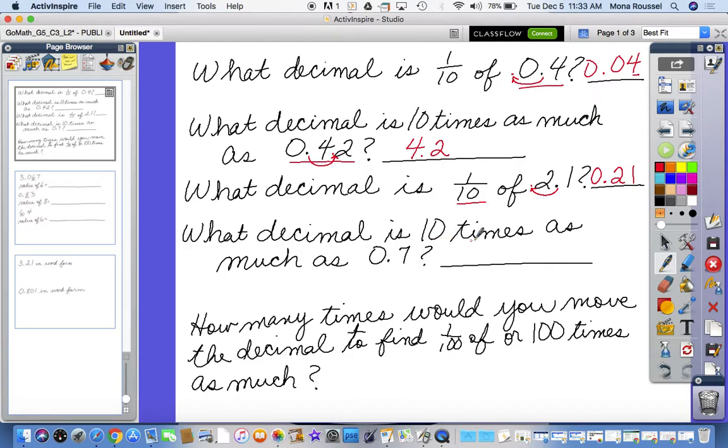What decimal is 10 times as much as 7/10? If it's 10 times as much, we know this number is going to grow in value. The 7 is going to move to a higher place value column. In order to do that, we have to move the decimal to the right. To move the 7 over one place, from the tenths place into the ones place, so the value is now 7.